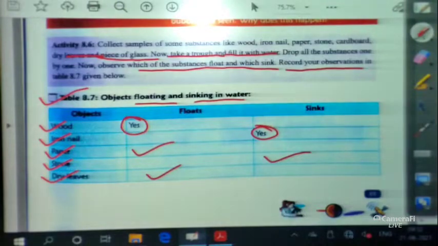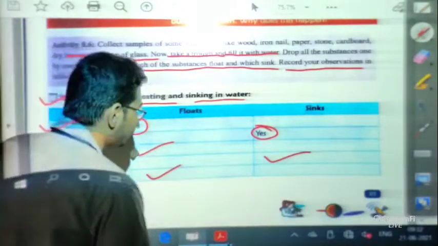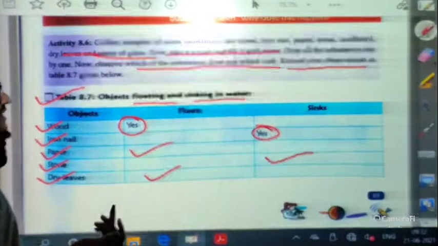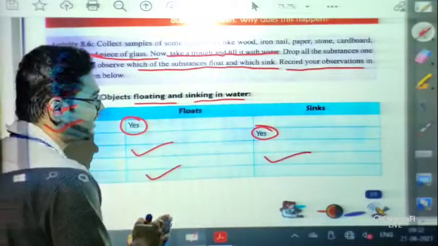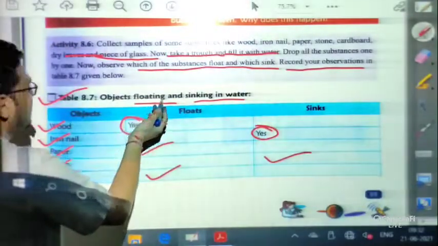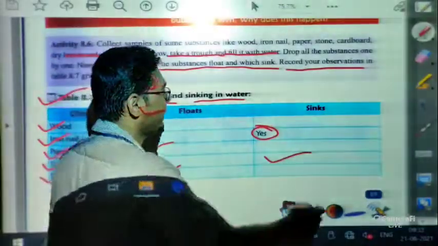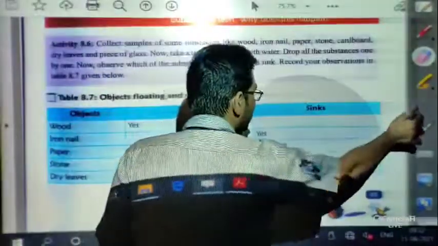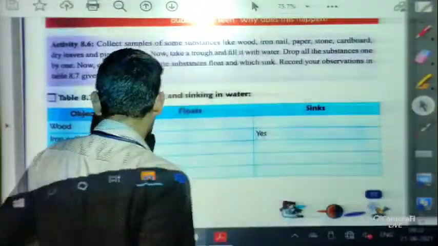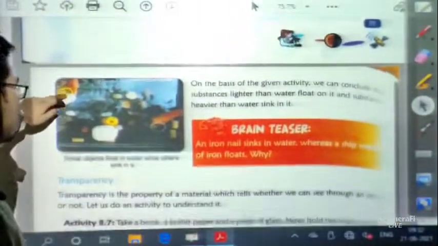So till now students, how many properties have we discussed? Our first property we discussed was appearance, second property was solubility, one more property we discussed is hardness, and then whether they are floating or sinking in water. So students, I don't think up to this you have a problem.